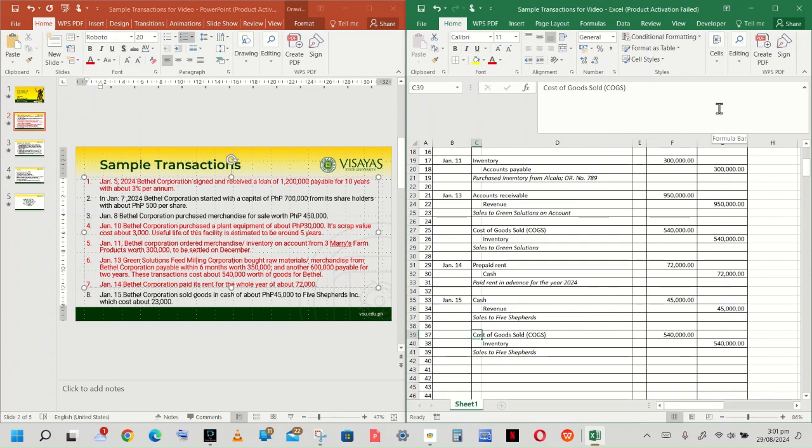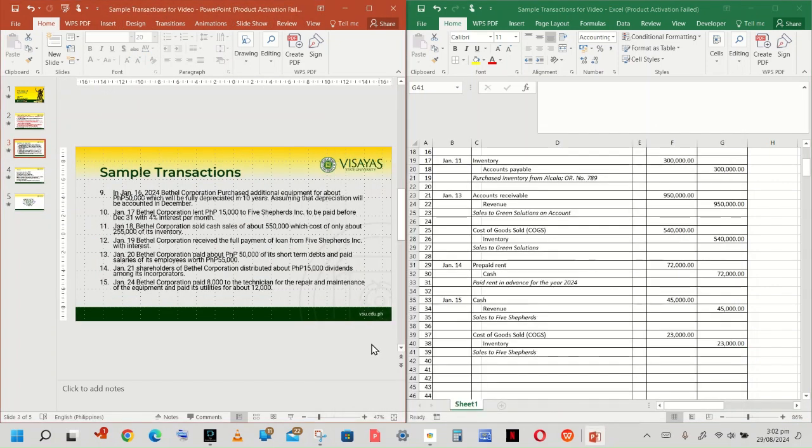Okay, how much class? It's about 23,000 yung worth ng inventory. Ito yung puhunan, kumbaga. Okay, that's for January 15. So, let's proceed to the next transaction.